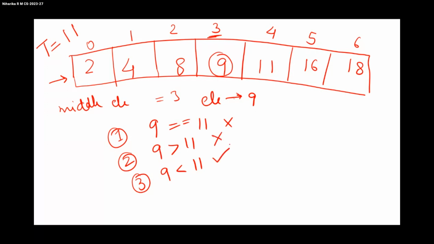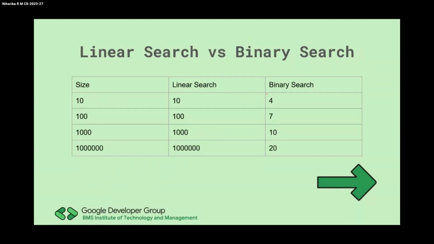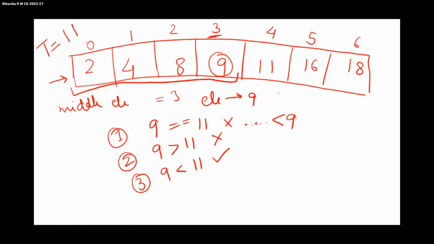Yeah. So here what we do is we eliminate the complete left subarray, because we know that every element coming before 9 is lesser than 9, right? Because we are using a sorted array. So we can completely eliminate every element here, and we can only focus here.